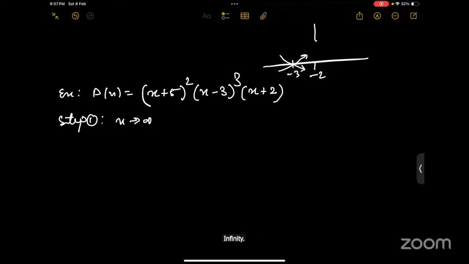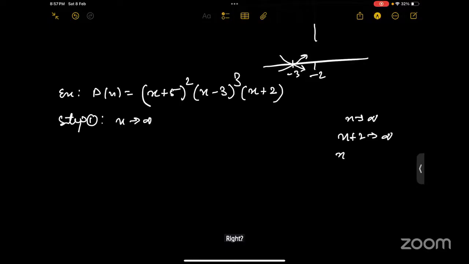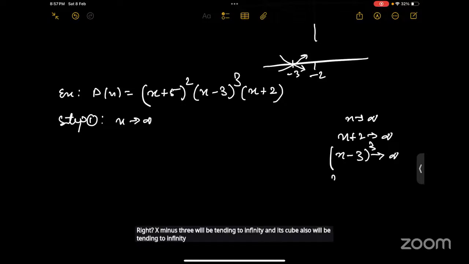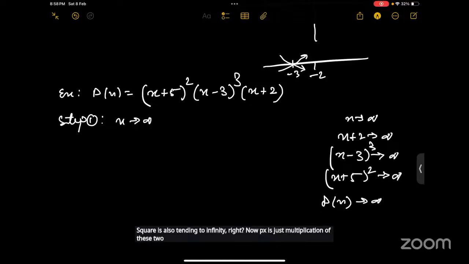How can we check that? We will check it factor by factor. If x is tending to infinity, that means x plus 2 will be tending to infinity, right? x minus 3 will be tending to infinity, and its cube also will be tending to infinity. And (x plus 5) squared is also tending to infinity, right? Now p(x) is just multiplication of these. So it is just infinity into infinity into infinity. That means p(x) is also tending to infinity, right?